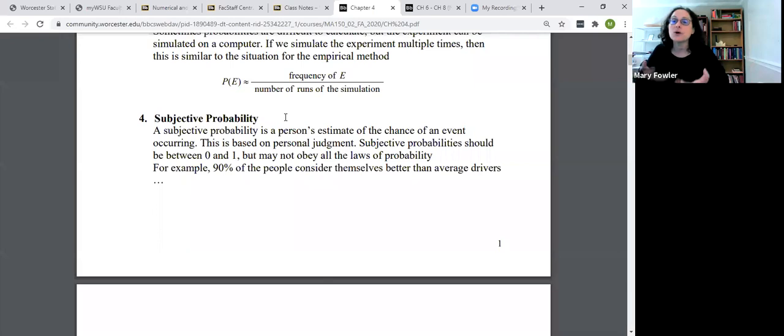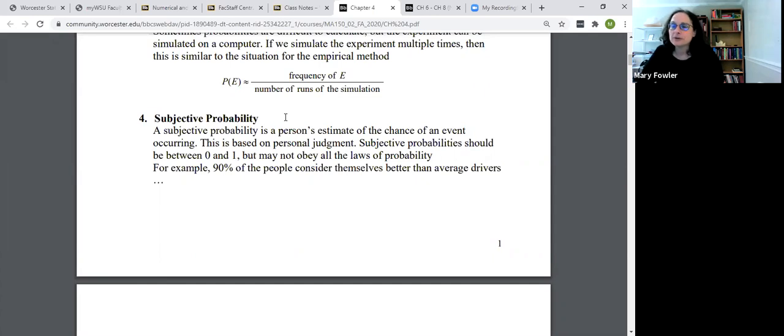Like it could be all kinds of things that come into play with respect to what you really think the probability of rain is going to be today. So sometimes these subjective probabilities don't always follow the mathematical requirements of a true probability.